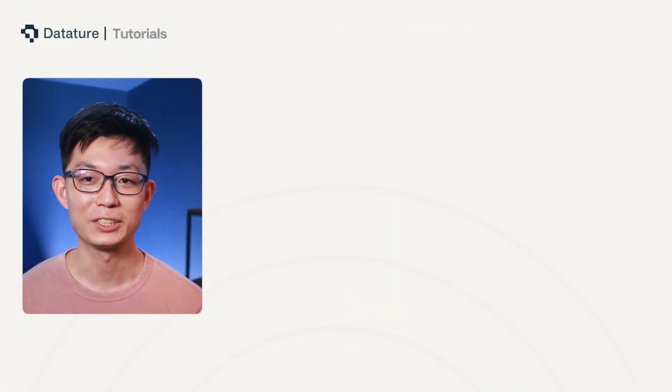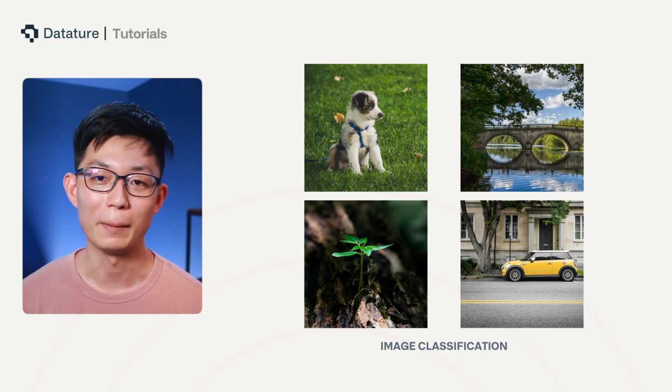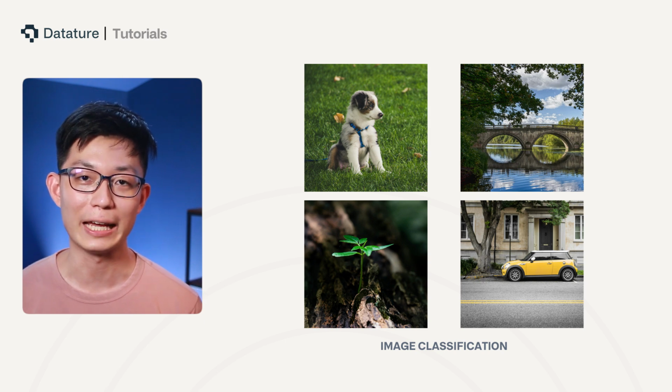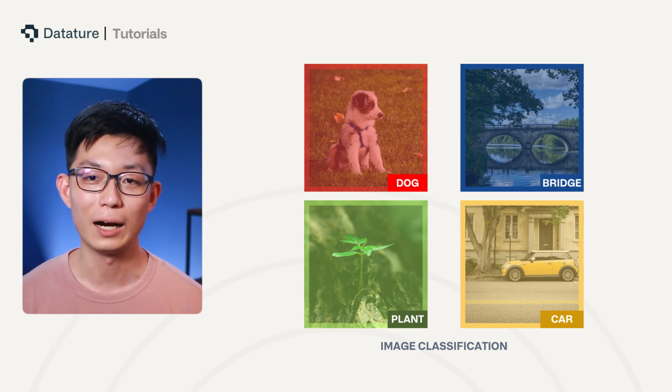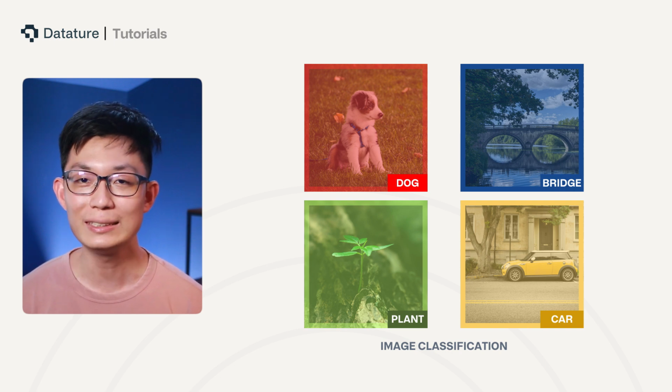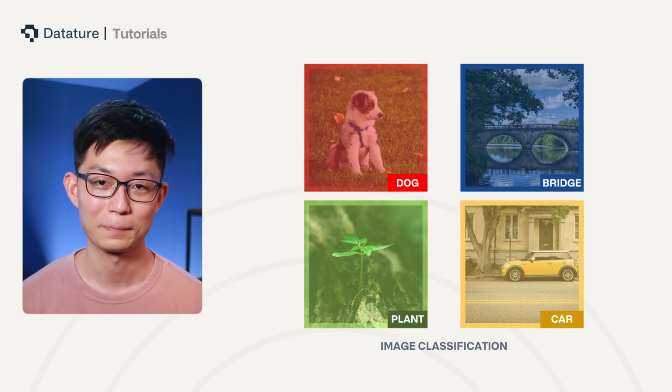Today we'll be building an image classification model. Image classification is really great if you have a bunch of images and you want to tell them apart based on categories such as animals, plants, or other kinds of objects. And we'll show you how you can use Datature Nexus to easily build and deploy your own image classification model.